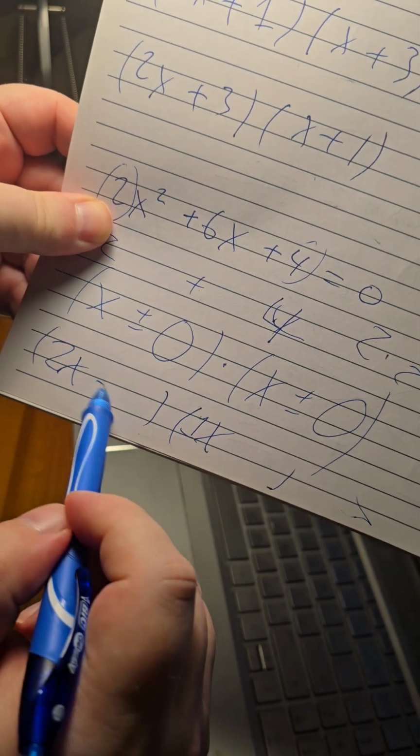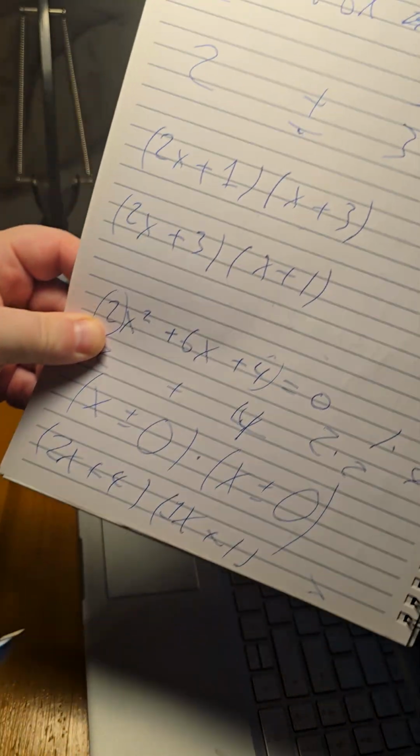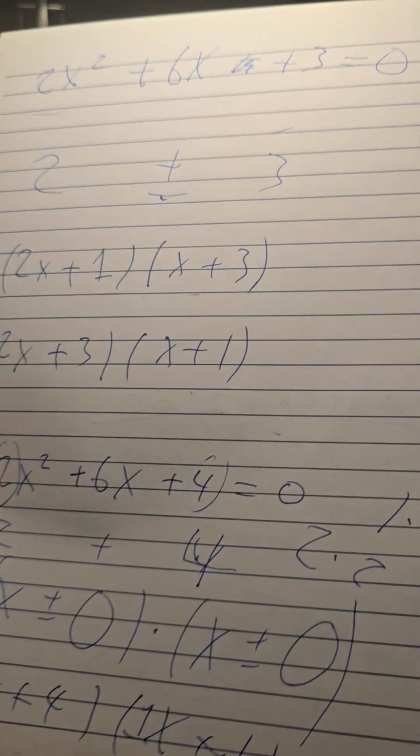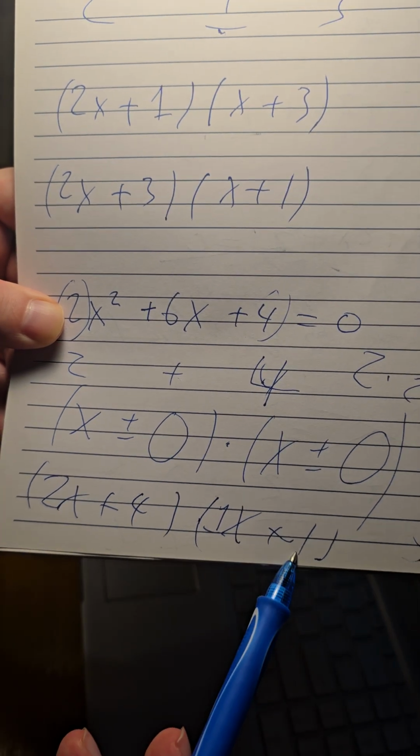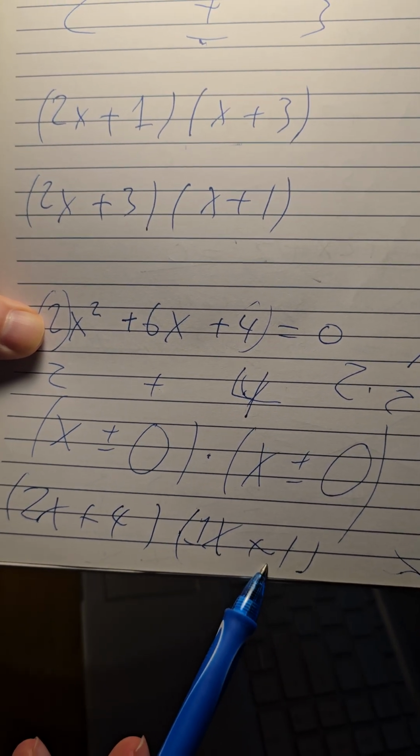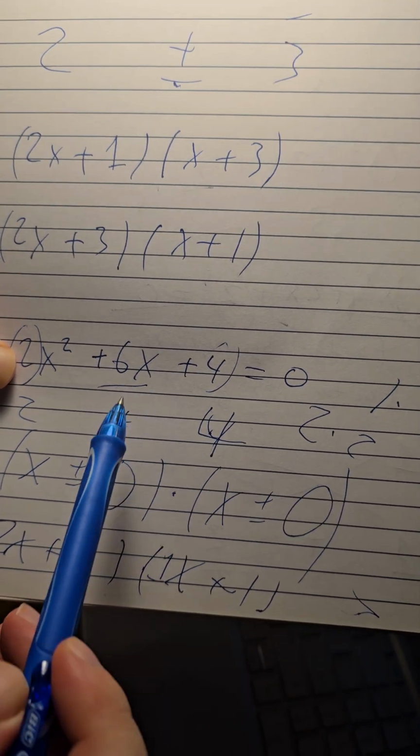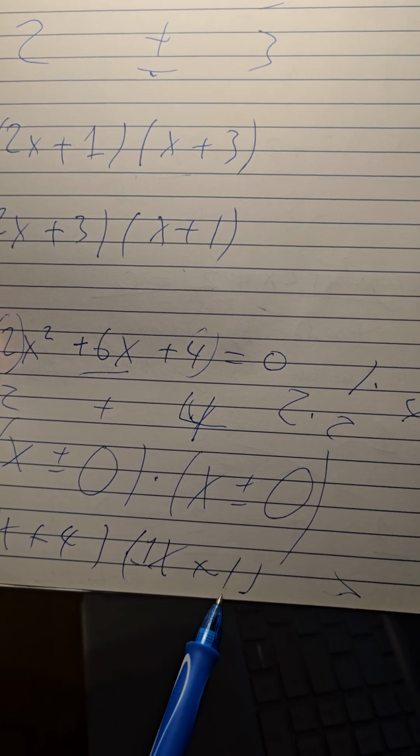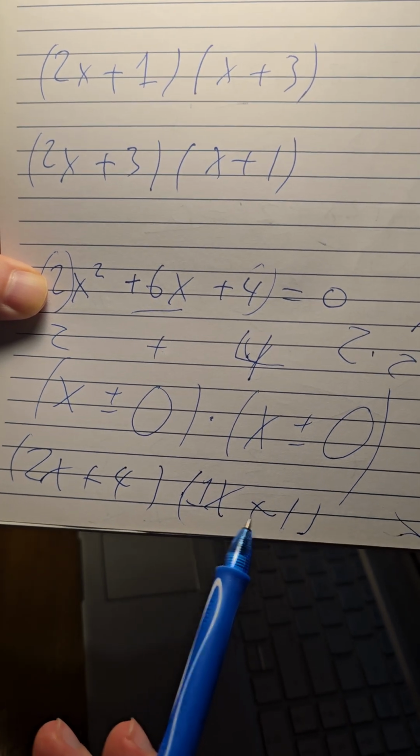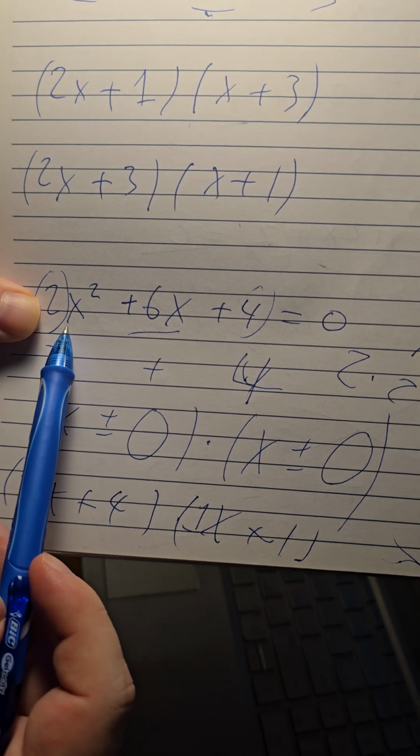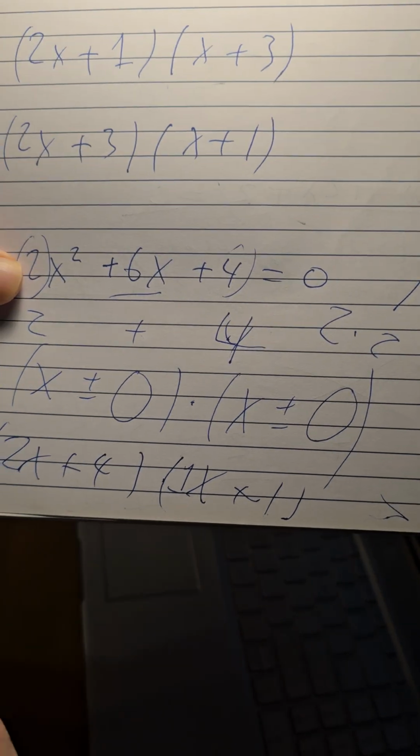Let's try plus 4 and plus 1. Now, what do we get? We get 2x squared, then plus 2x, then plus 4x, so that's our plus 6x, and then plus 4. So 2x plus 4 in brackets times x plus 1 in brackets will give us 2x squared plus 6x plus 4 equals 0. And that's how you factor.